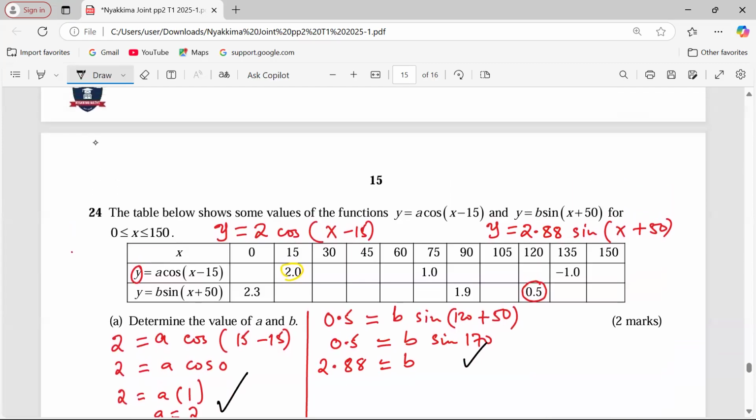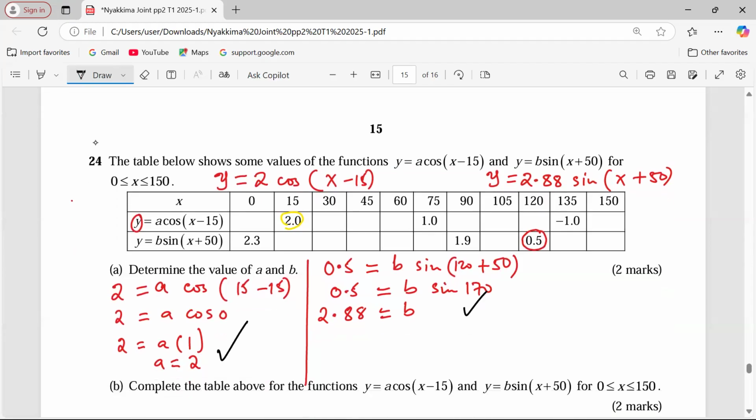So let me go to the first value for the first function. The value of y will be given by A, which is 2, the cosine of 0 minus 15. And that will give us 1.9. And I'll use 1 decimal place because the other values have been given to 1 decimal place, so 1.9. Then at 30, we talk about 2, the cosine of 30 minus 15. This will give us 1.9 again.